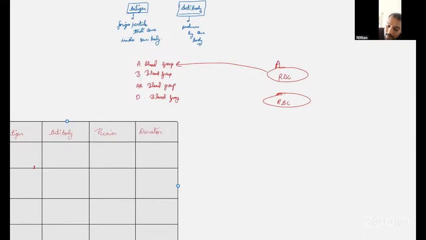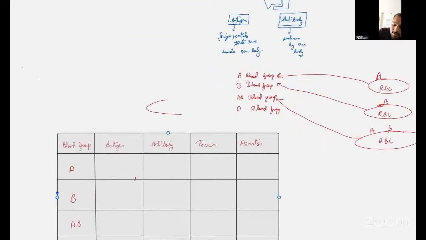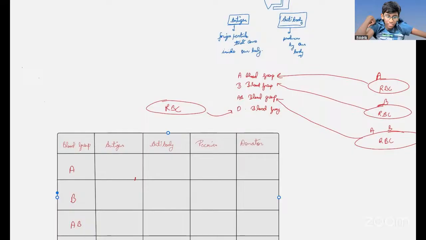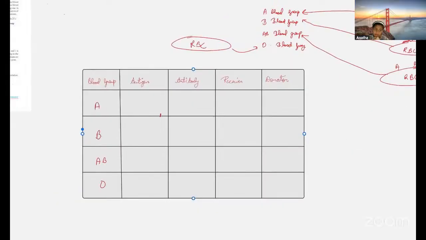Now, if a person has B blood group, it has B antigen. If a person has both A and B antigens on the RBCs, it has AB blood group. And if a person doesn't have any antigen, it is called O blood group. Everyone got this? So a person having O blood group has no antigen.